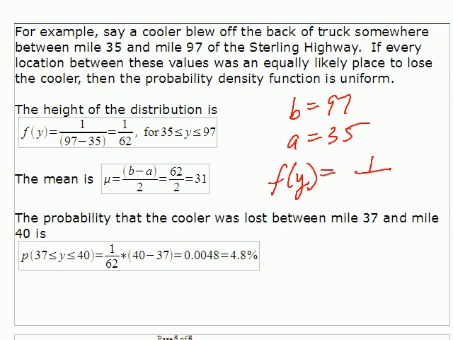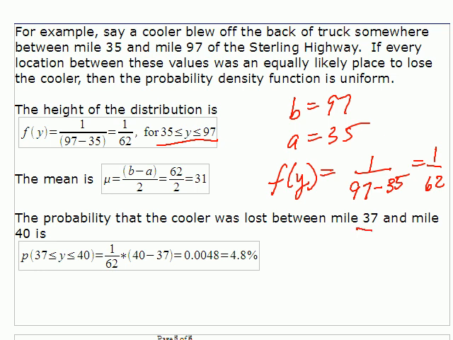It's 1 over b minus a, so it's 1 over 62. And y is limited to mile 35 and mile 97. The mean is just the average. It really doesn't have a lot of meaning, except you say, well, that's the average place, halfway along the road. What's the probability the cooler was lost between mile 37 and mile 40? That would be the area.